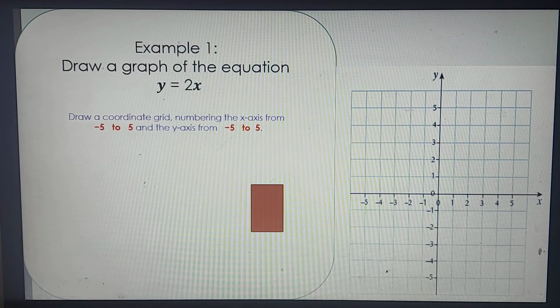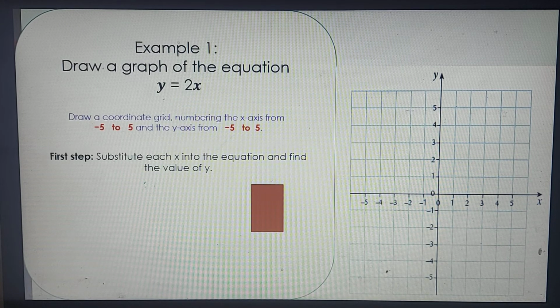Example 1. Draw a graph of the equation y equals 2x. Of course, we're given an instruction. It says draw a coordinate grid numbering the x-axis from -5 to 5 and the y-axis from -5 to 5. On my right hand side, you can see a coordinate grid. For the x-axis, we numbered from -5 to 5, and for the y-axis from -5 to 5.